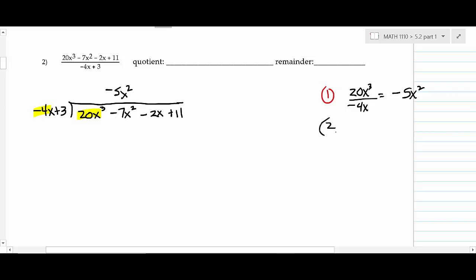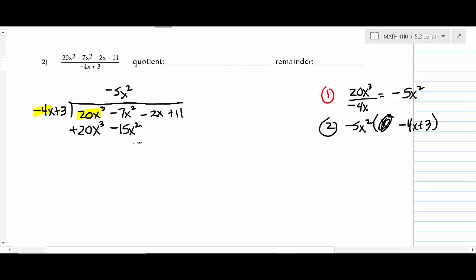Okay, step 2, we're going to multiply. You don't have to write down these steps at the side here. I'm just trying to show you what I'm doing. So negative 5x squared times negative 4x plus 3. So I do this in my head. Negative 5x squared times negative 4x is positive 20x to the third. See how it matched? It always will. If it doesn't, you've messed up. So it's kind of like self-checking. Same thing here. Negative 5x squared times 3 is negative 15x to the second, like that. Now that doesn't match.